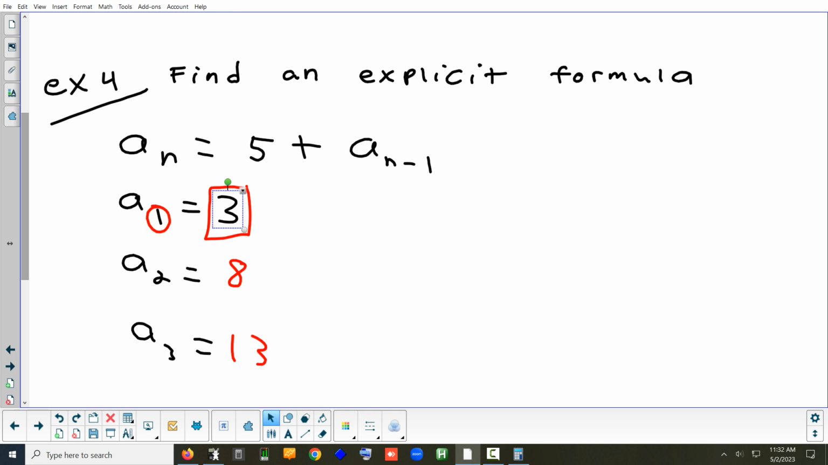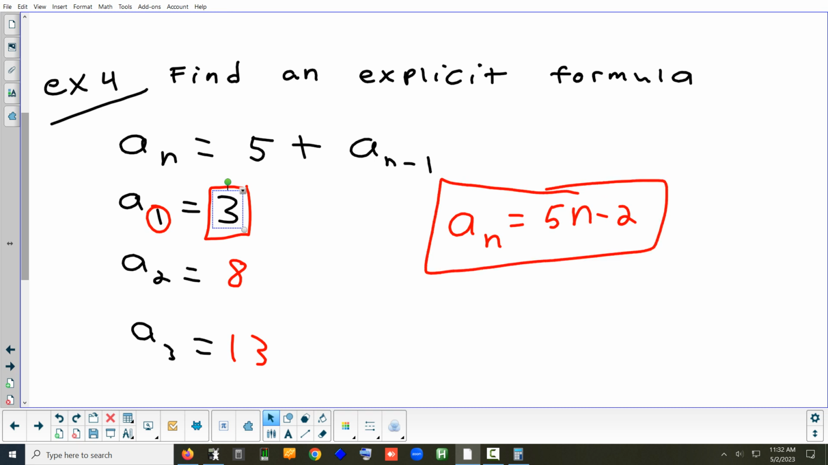So, does anybody see what the pattern is? Yep. Yeah, it is times 5 minus 2. And if you're like, well, how do you figure that out? I'm going to show you. But the 5 has something to do with the fact that you are adding 5 each time.